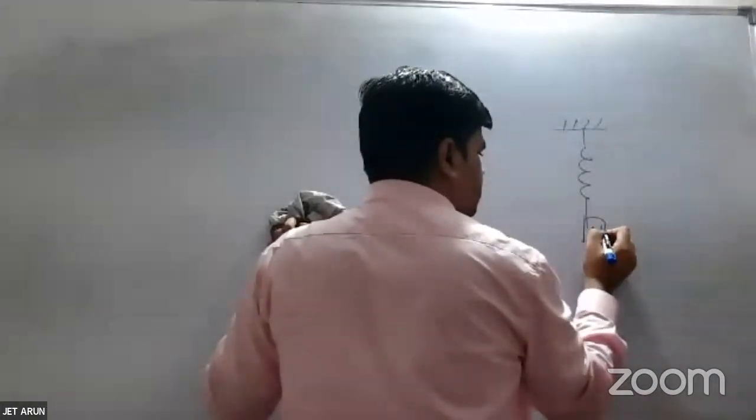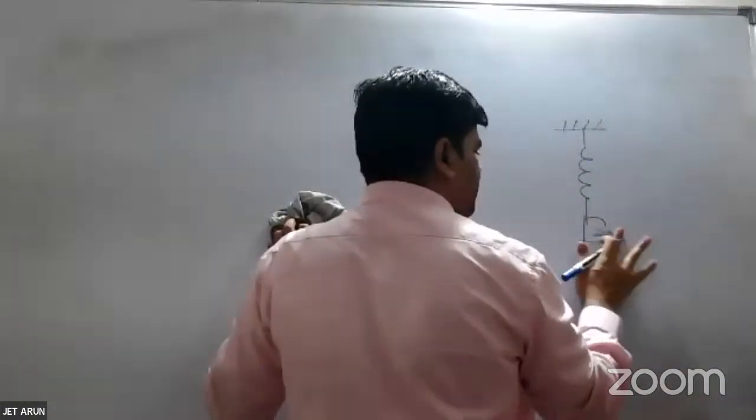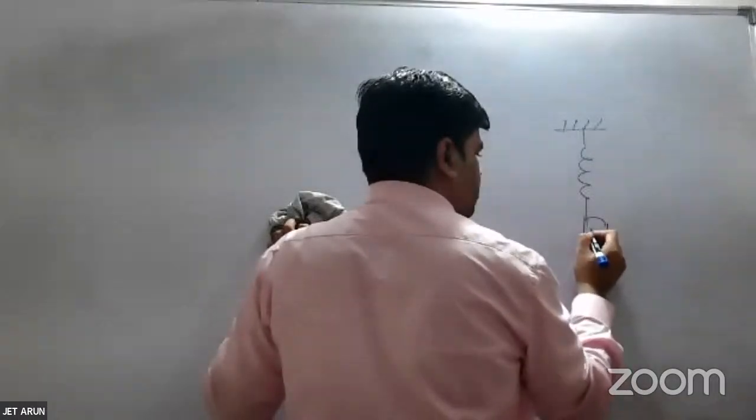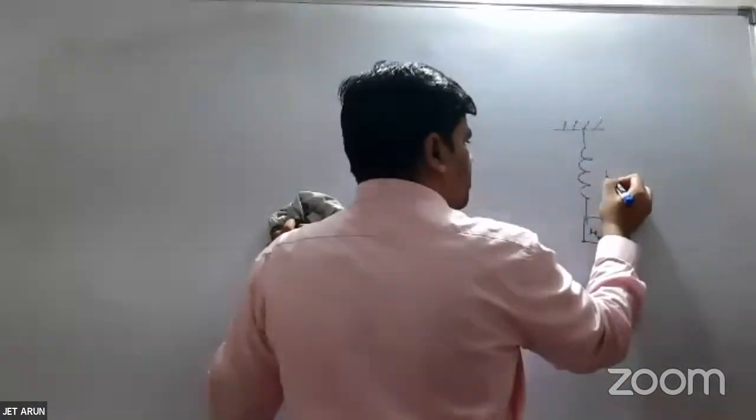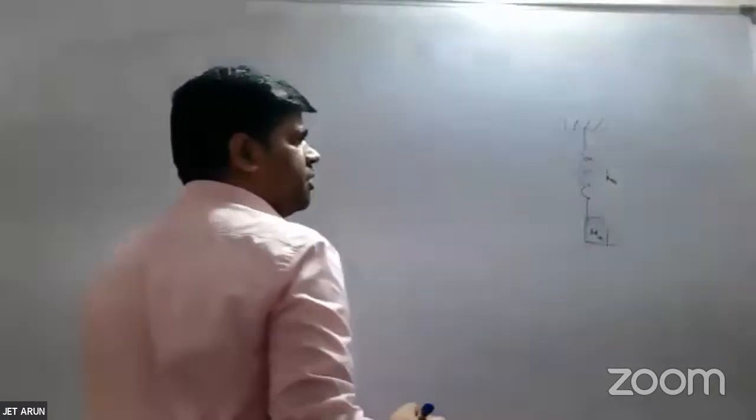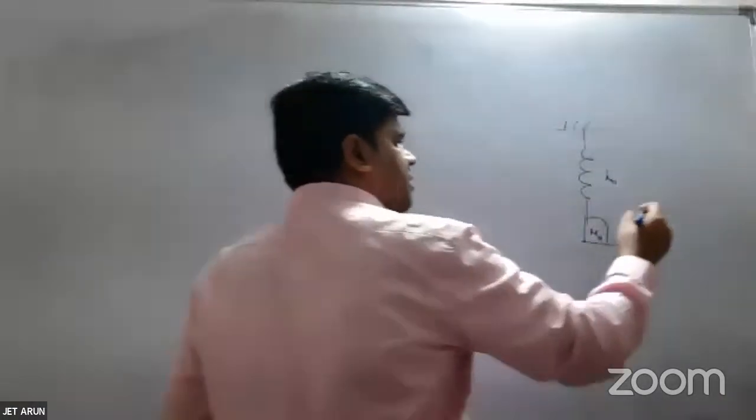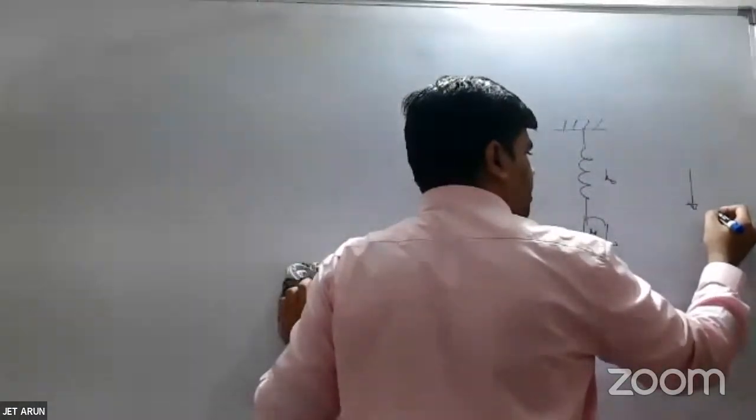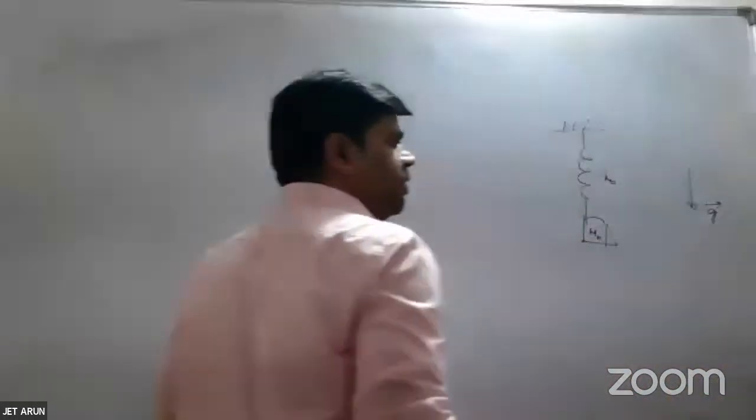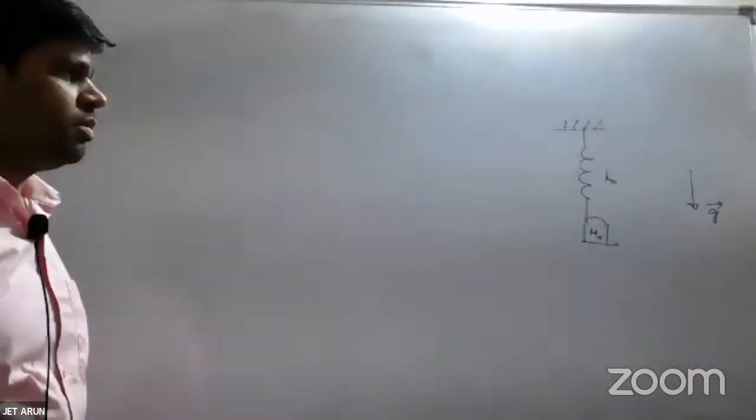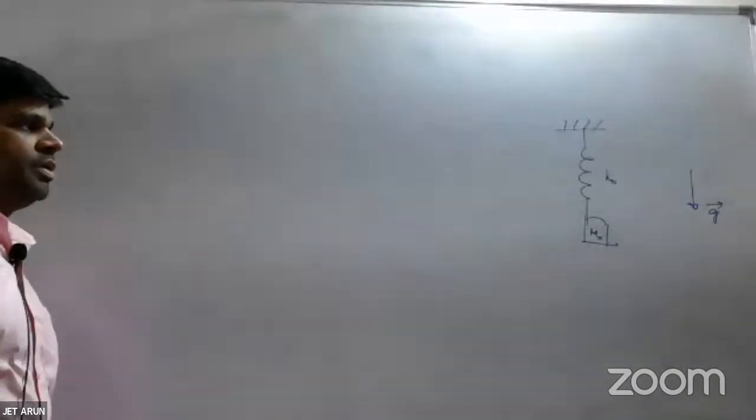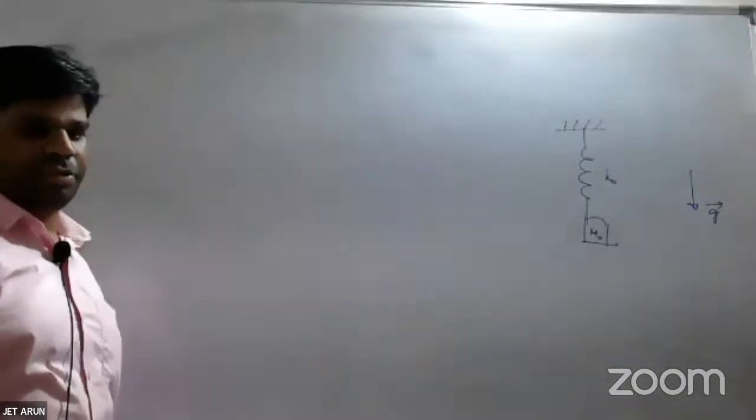Mass is 2 kg, or mass is m naught. Spring constant is k naught. It's vertically hung. g is downward. Now I have to find the equilibrium extension in the spring.